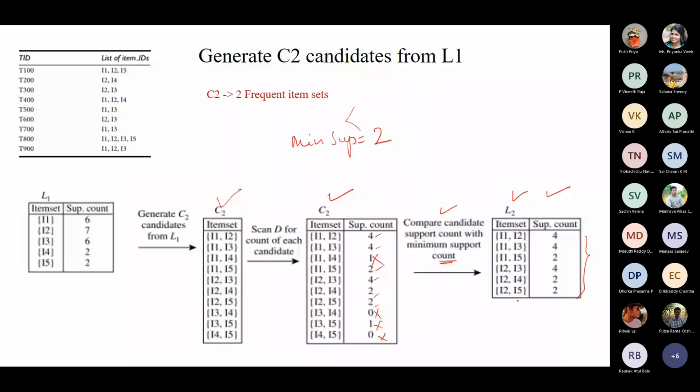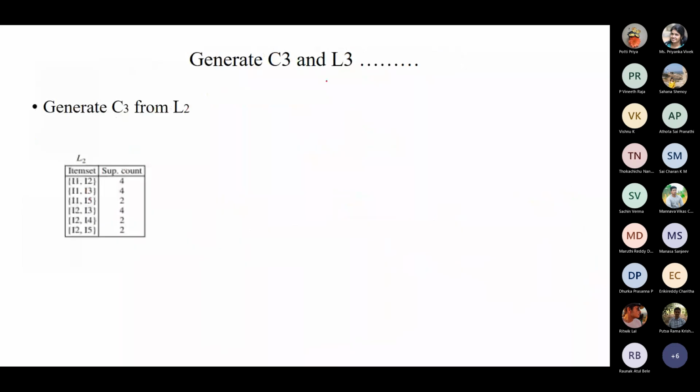Next, calculate C3. How do you calculate C3? What is C1? One frequent item set. C2 is two frequent item set. C3 is three frequent item set, right? C3 is three frequent item set.